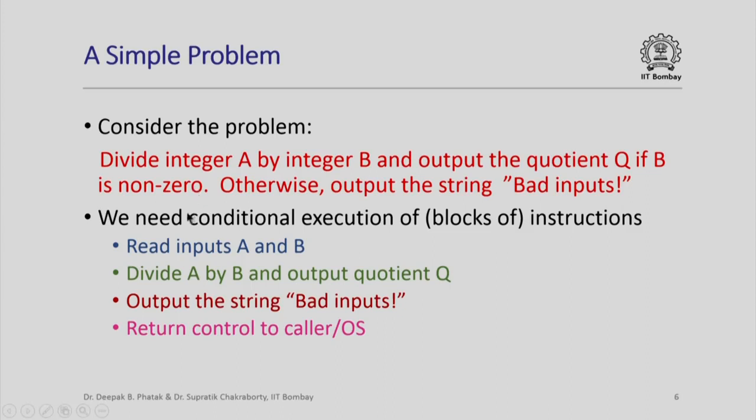So as you can see, we need conditional execution of instructions or blocks of instructions in order to solve a simple problem like this. The different blocks of instructions that I might need to use to solve this problem are reading inputs a and b, dividing a by b and outputting the quotient q, outputting the string bad inputs and returning control to the caller or the operating system.